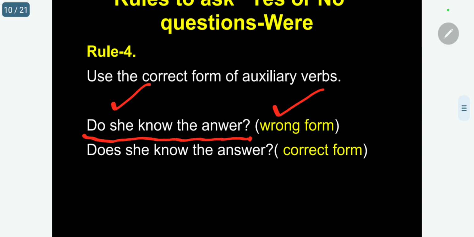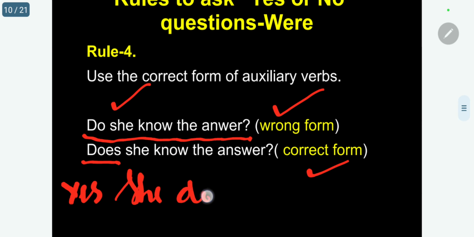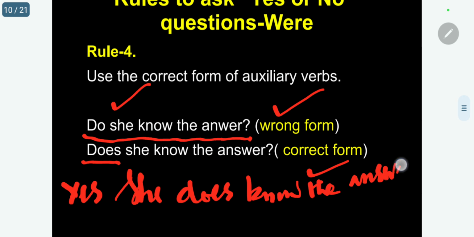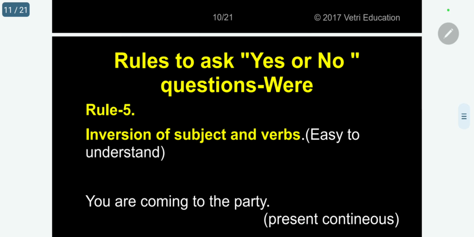Because she is the third person singular. He, she, it. Third person singular means singular we have to use "does". So the same question, how do you ask? Does she know the answer? Correct form. Suppose you want to give yes. Yes, she does know the answer. Very, very easy to speak. Very, very easy to reply. Very, very easy.